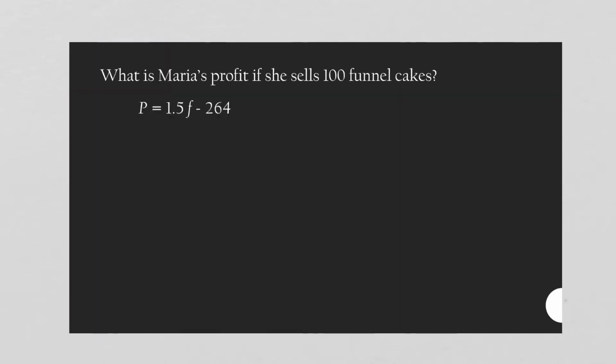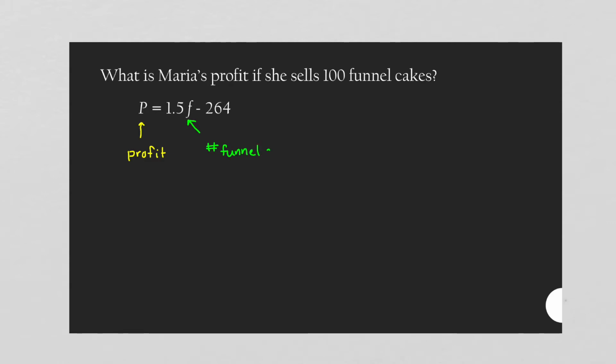The first question is, what is Maria's profit if she sells 100 funnel cakes? And I wrote down the formula. Recall that the formula is P equals 1.5 times F minus 264. And in this formula, P is her profit, and F represents her number of funnel cakes.